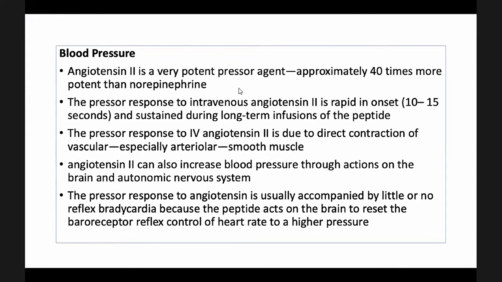Angiotensin II can also increase blood pressure through actions on the brain and the autonomic nervous system. And the pressor response to angiotensin is usually accompanied by little or no reflex bradycardia, because the peptide acts on the brain to reset the baroreceptor reflex control of the heart rate to a higher pressure.